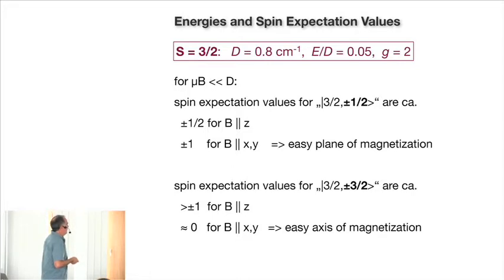For the plus minus 3/2 doublet, it's the other way around. Fields parallel to z generate large spin expectation values, and in x and y there is no spin expectation value. So in this case, the magnetization tends to stick into the z direction. That is called an easy axis of magnetization.